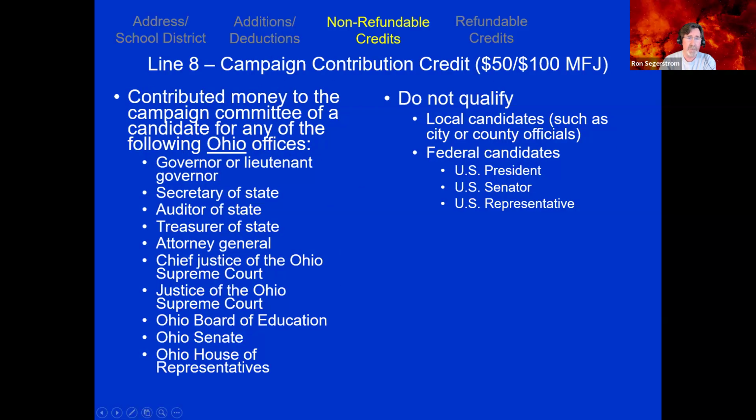All right. Campaign contribution credits. These don't qualify for local candidates, but for federal candidates, U.S. president, senator, representative, they can do $50 individually or $100 married filing jointly. The same applies for the governor, lieutenant governor, secretary of state, auditor of state, treasurer of state, attorney general, the justices of the Ohio Supreme Court, Ohio Board of Education, Ohio Senate, and Ohio House of Representatives. So it's a dollar per dollar credit.